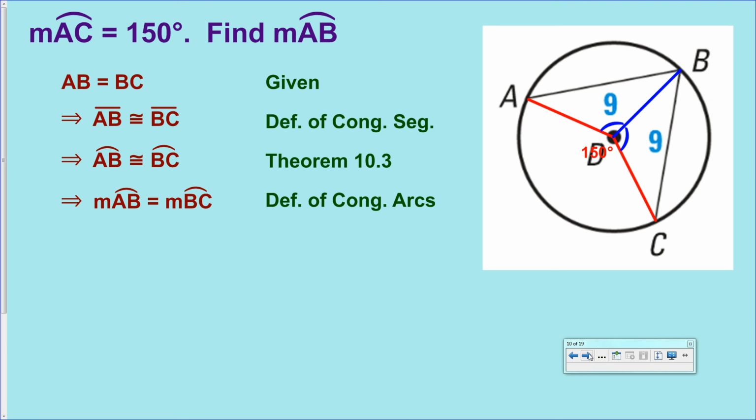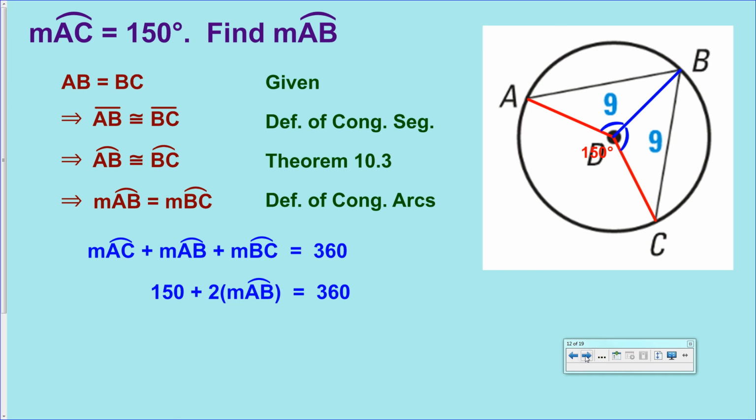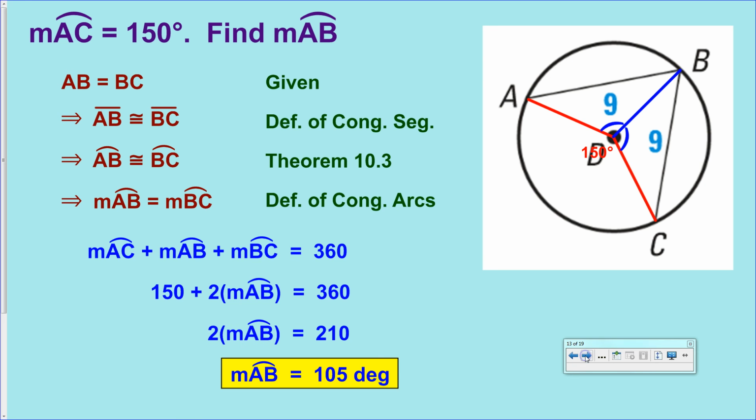Next up, we have to find some way to relate all this information. So once we know that arc AC is 150, we've got arc AB and BC, which are actually the same arc, covering the rest of the circle. So therefore, 150 plus AB plus BC must equal 360. And we just plug in what we know, 150, and the measure of twice AB should take up the slack in that circle. And then all we have to do is solve. Divide by 2, 105 degrees, done.